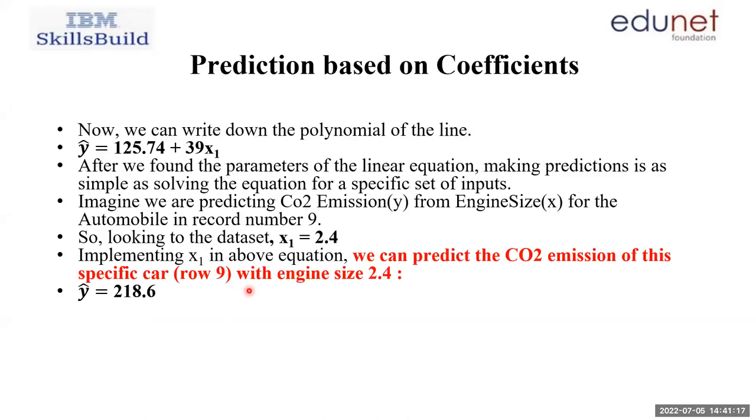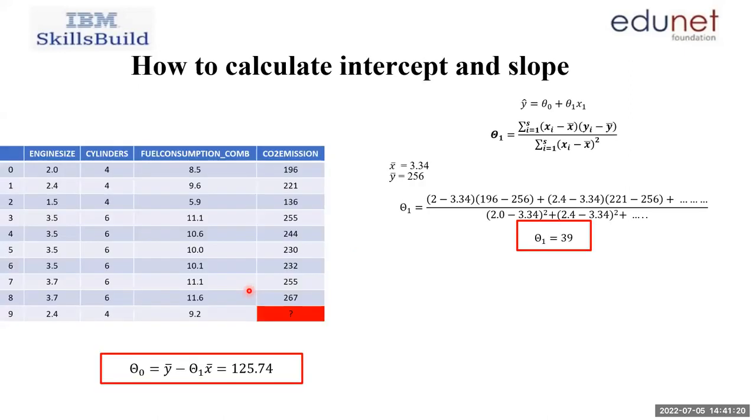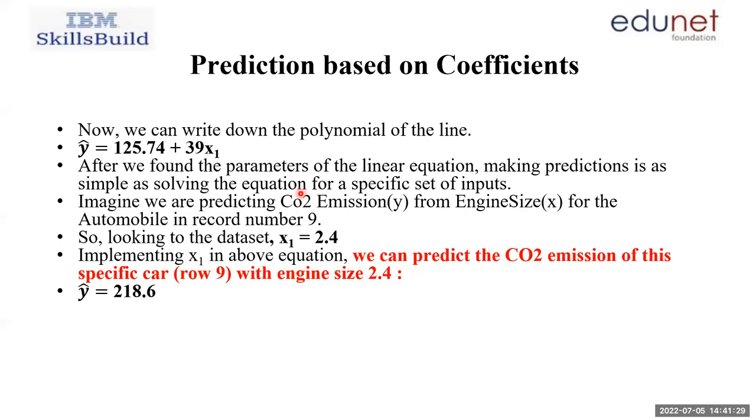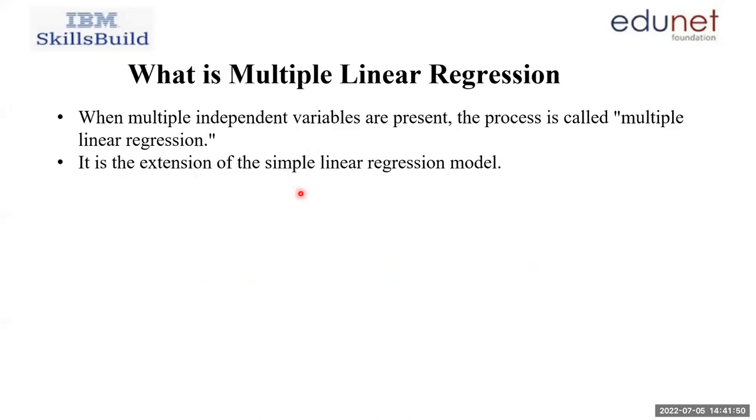What is our actual value? The actual value for 2.14 is 221. There is not much difference. 221 minus 218.6 is only about 2.5. So we have reduced our mean squared error, or residual error, to about 2.5. So we have found the optimal values using the mathematical approach, that is, by finding the coefficients mathematically.